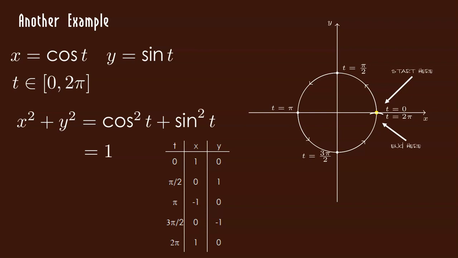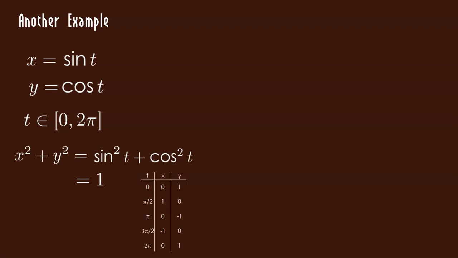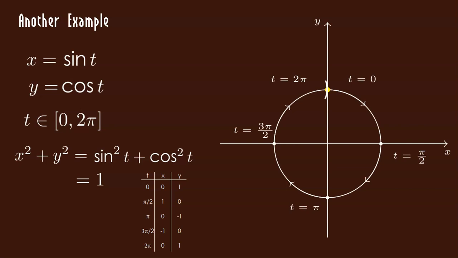But what if I switch the x and the y? What if x is sine t and y is cosine t? It's still going from 0 to 2 pi. And I still have x squared plus y squared equals 1. So I still have the circle. The difference is where I start and where I end. At time 0, in this case, I'm starting at the point (0, 1). So I start at the top and end at the top, and I'm going counterclockwise.